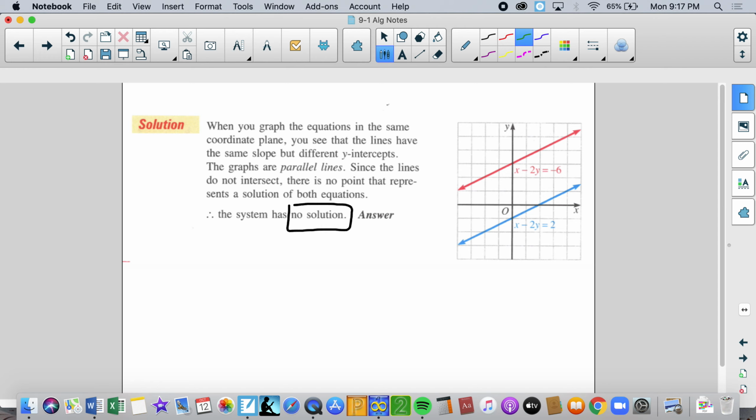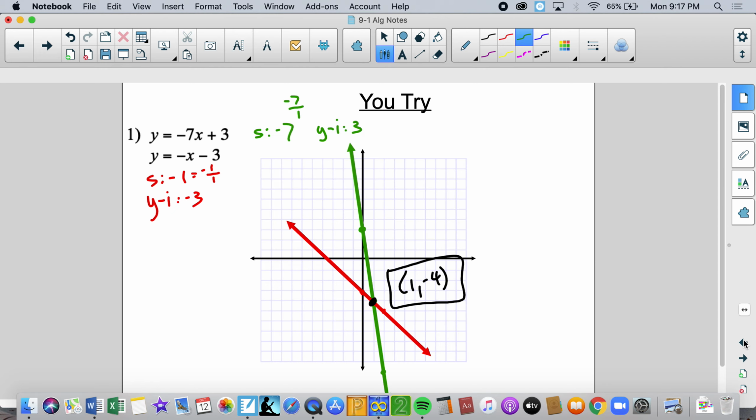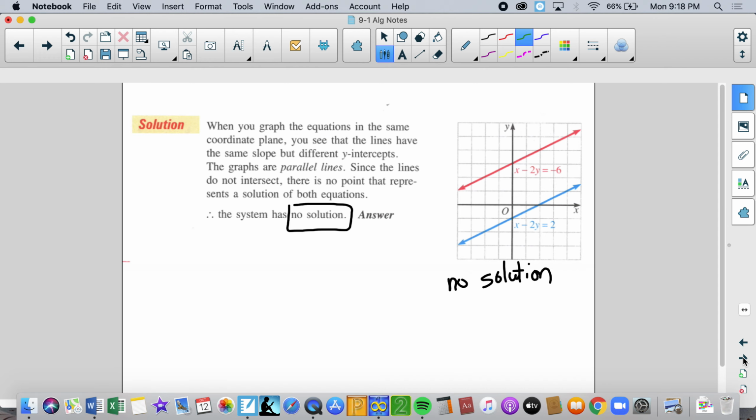That would be the answer to this problem, no solution. How many points intersect in the problem before? How many points? 1 point. And we want to know the location. Where does it intersect? So don't tell me 1 point, tell me the specific point of intersection. With these, when they're parallel, there is no intersection. So there is no point that intersects, so the answer is no solution.